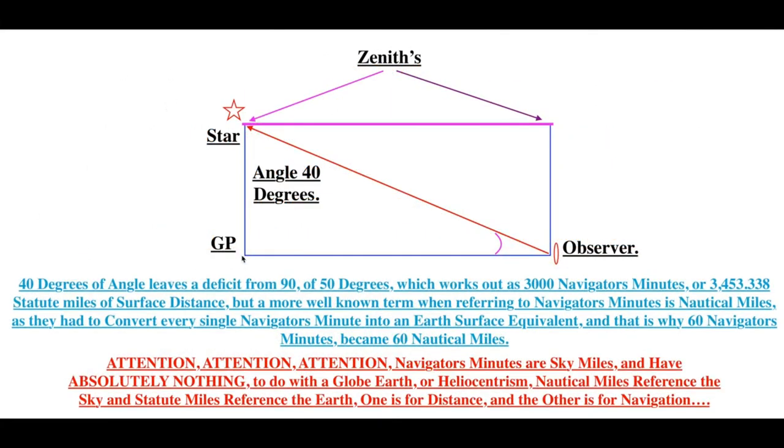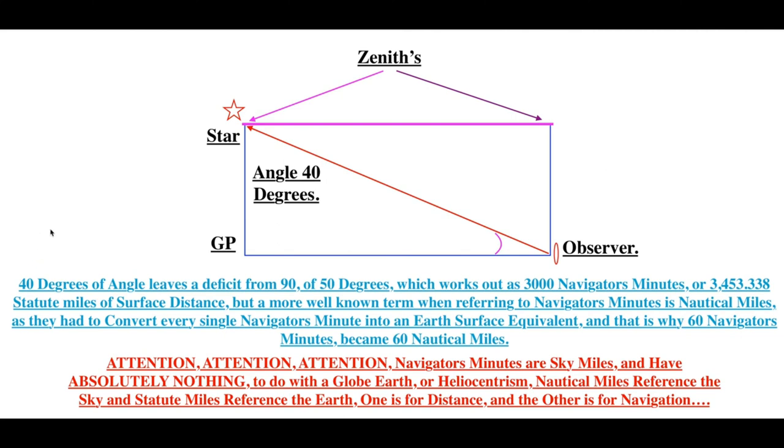Okay, here is the GP of the star. Here is the observer. Here is a 40 degree angle to the star, which is here. This is the observer's zenith here. This is the zenith of the GP of the star. They have a co-altitude, okay? I'm going to read this out, then show a very quick demonstration to show exactly what nautical miles are and why there are 60 nautical miles per degree.